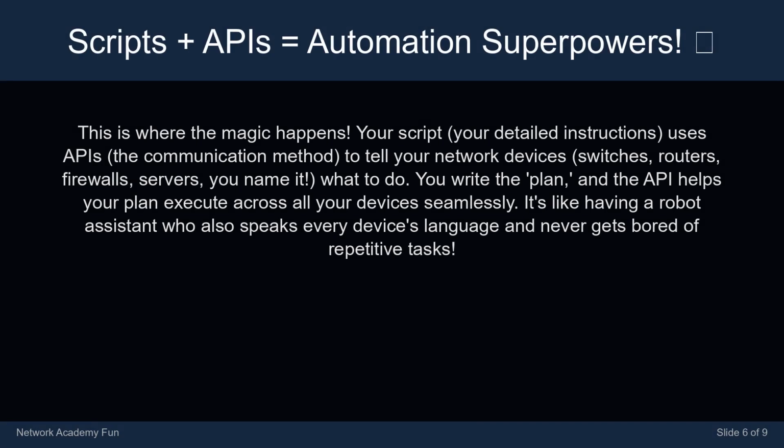This is where the magic happens. Your script, your detailed instructions, uses APIs, the communication method, to tell your network devices, switches, routers, firewalls, servers, you name it, what to do. You write the plan, and the API helps your plan execute across all your devices seamlessly. It's like having a robot assistant who also speaks every device's language and never gets bored of repetitive tasks.